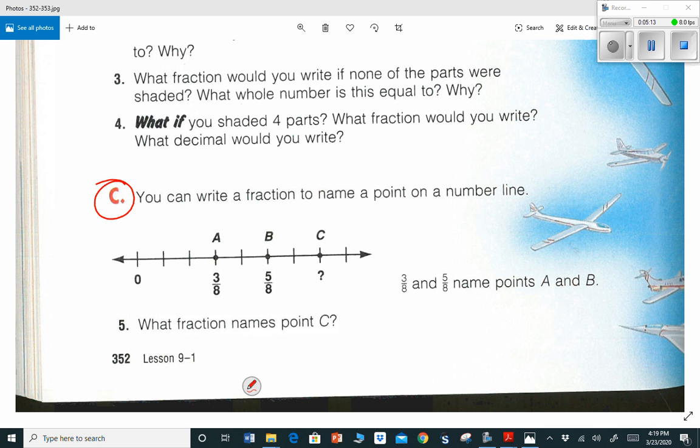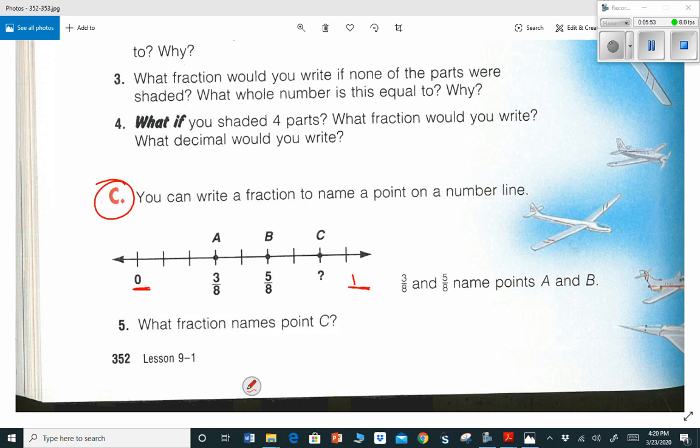You can write a fraction to name a point on a number line. Now, what I want you to see first is we've got 0 right here, and this is really 1 right here. And so all of this space in here, it's just the distance from 0 to 1, and it's divided into 8 equal pieces. So there are 8 jumps. 1, 2, 3, 4, 5, 6, 7, 8. So each one of those jumps is equal to 1/8.